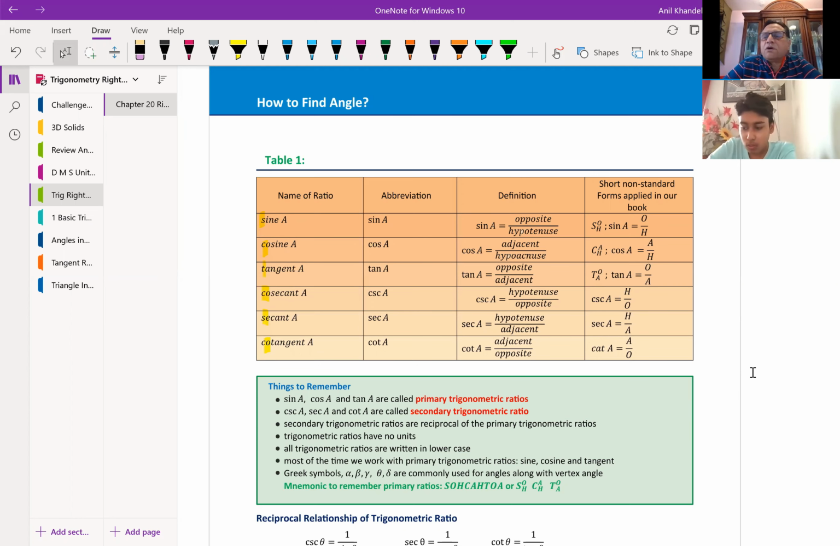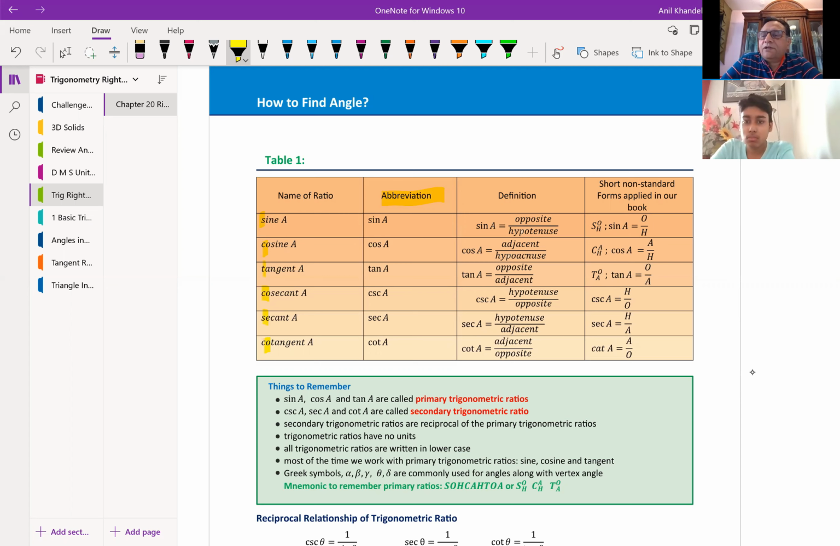So in the first column, I've given you the full form: sine A, cosine A, tangent A, cosecant A, secant A, and cotangent A, correct? So you may not take the notes for this now because I'll share the video with you so you'll get more time to write it down, okay? Now in the second column, I'm writing the abbreviations. Most of the time, in every book and everywhere, we refer to these ratios with their abbreviation.